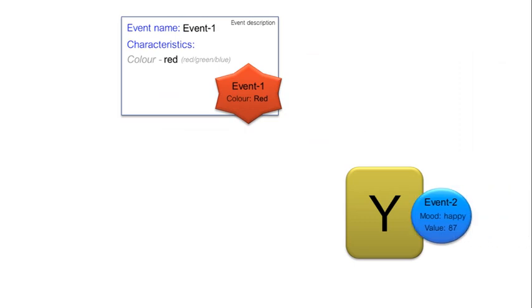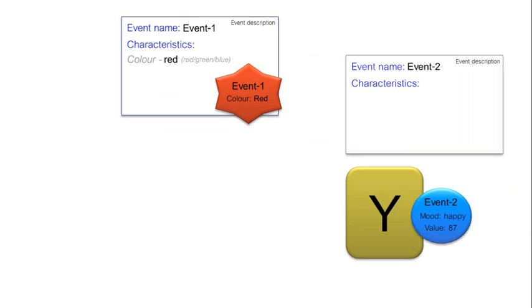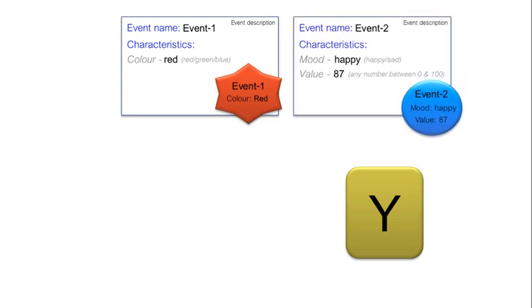Okay, here is entity Y. Over time, different events will occur, each with different characteristics. Oh, there's one now. Let's see, its name is Event 1, and it has just one characteristic, that of colour, this particular one being red, although from the description it seems it could be red, green or blue. Okay, another one. This one's called Event 2, and look, it has two characteristics, mood and value. This one's mood is happy, it could be happy or sad, and its value is 87, although it could be any number between 0 and 100.